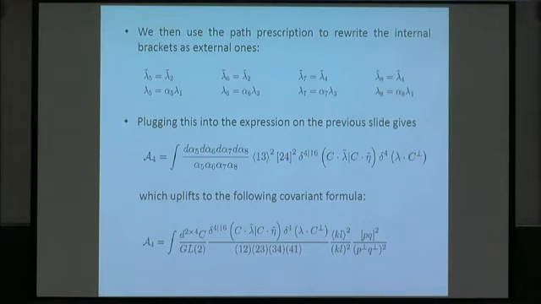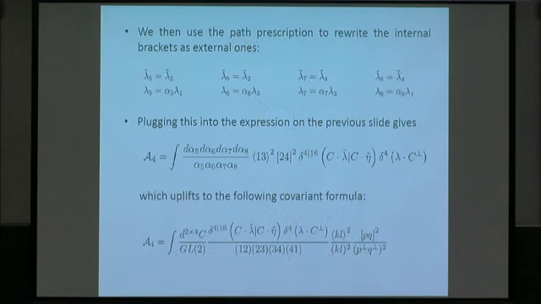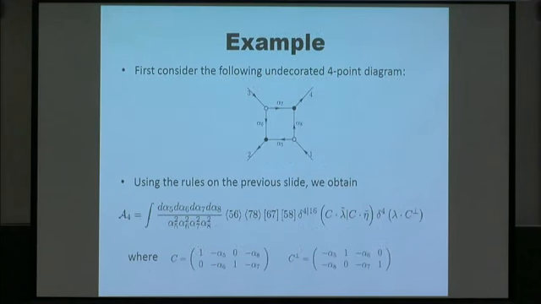Okay, then you can also use the path prescription to write these internal brackets in terms of the external spinors. So for example, you can see immediately that lambda tilde 5 is equal to lambda tilde 2. How do we see that? Well, let's look at lambda tilde 5. If I follow this arrow outwards, I go to lambda 2.